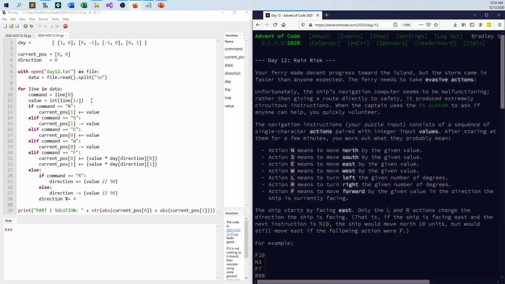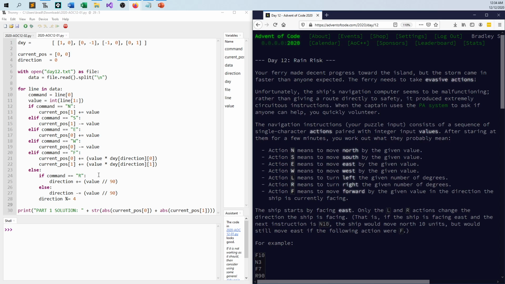So far, so good. If I go north, I just move north. This is current position 1, which is my Y position. I just add the value to it. If it's south, subtract the value. If it's east, add the value to the 0 because that's the X. And if it's west, subtract it. So that's the easy part for north, south, east, and west, and that just moves the position around.